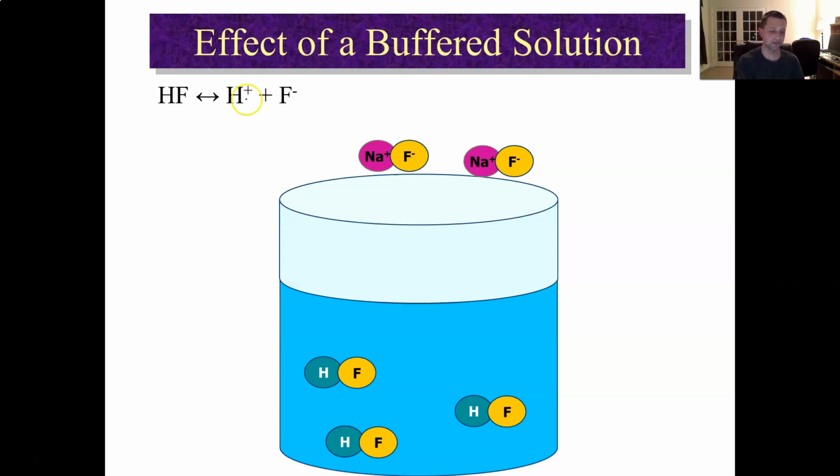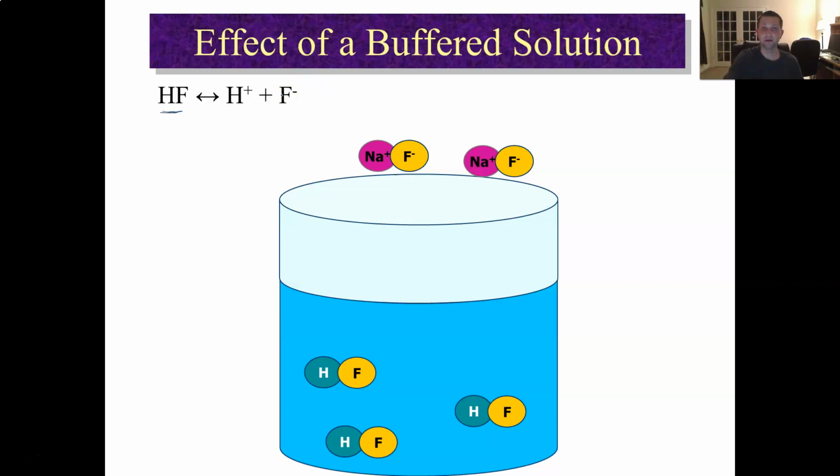We have our dissociation equation here. And remember, not much of this dissociates, so we're very heavily favored to the reactant side. All right. We do have a little bit of H plus 1 and F minus 1 in that solution. Not a lot, though, so I don't have it shown on the screen here for you.